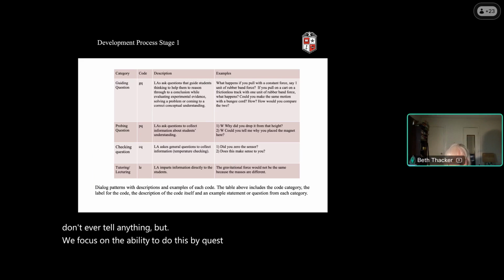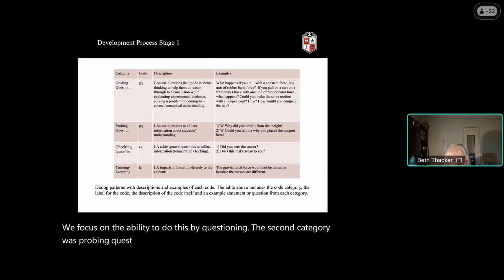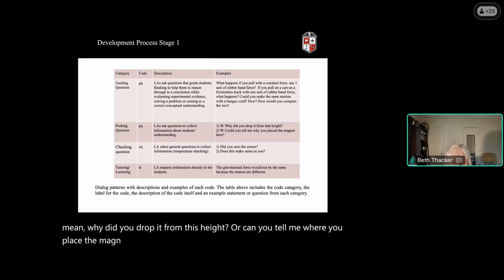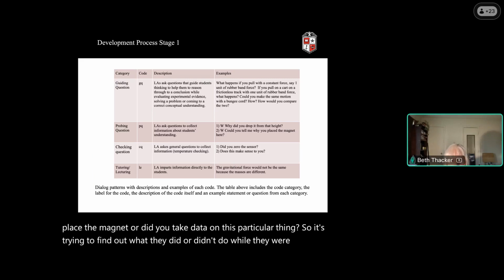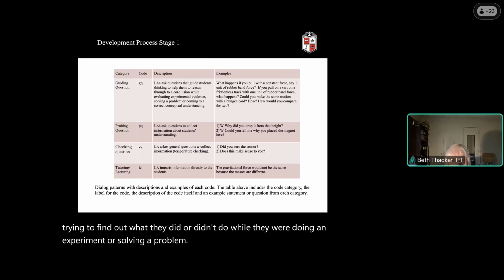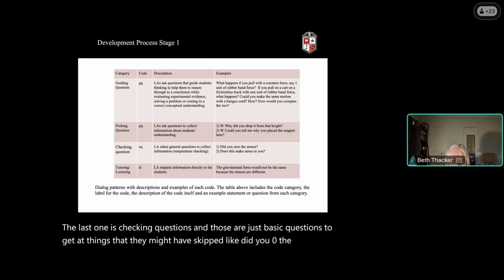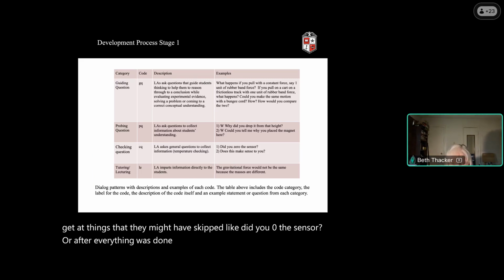The second category was probing questions. This is not quite as high a level as guiding questions, but it's often necessary. So it's like, why did you drop it from this height? Or can you tell me where you placed the magnet? Or did you take data on this particular thing? So it's trying to find out what they did or didn't do while they were doing an experiment or solving a problem. The last one is checking questions, and those are just basic questions to get at things that they might have skipped, like did you zero the sensor? Or after everything was done, does it make sense to you?